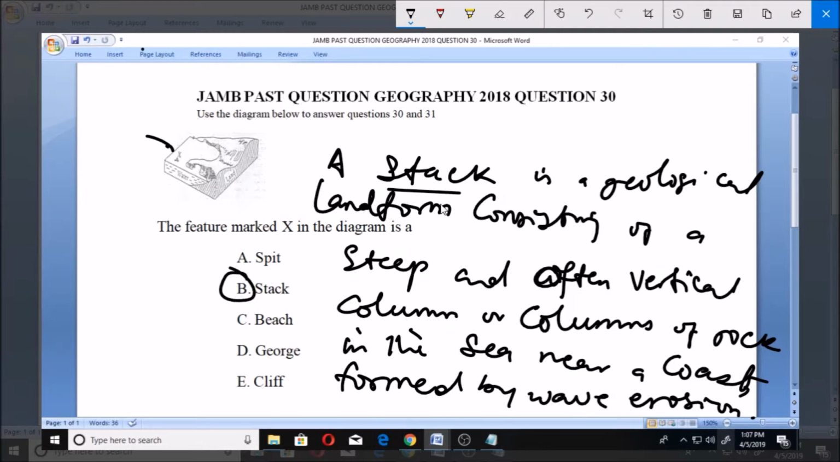When you check through the textbook, you're going to find out that the shape represented in this landform is what a stack is also represented as. So we say that a stack is a geological landform consisting of a steep and often vertical column or columns of rocks in the sea near a coast, and it is formed by wave erosion. And that's why option B is the right answer for this. Thank you.